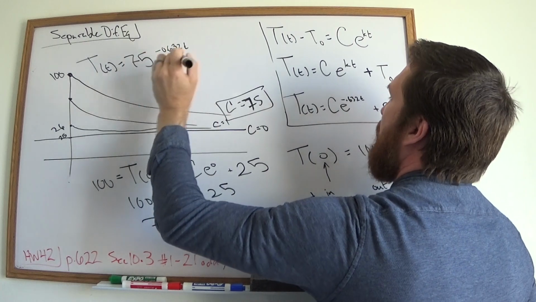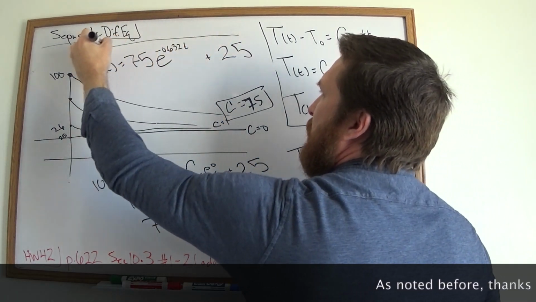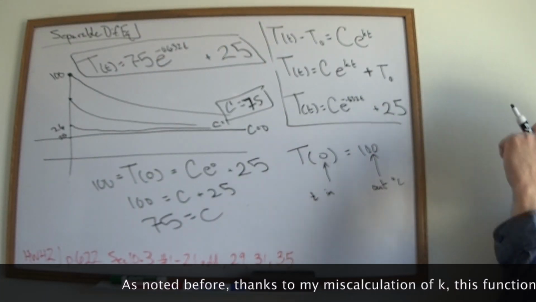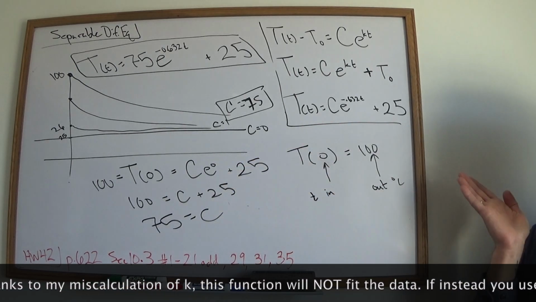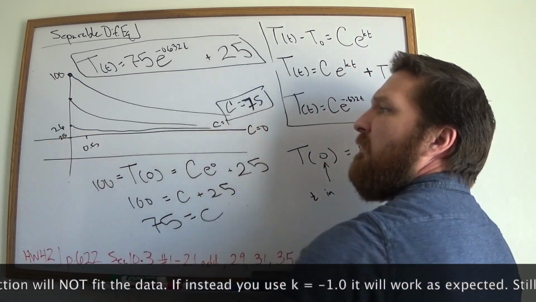That's the particular solution which describes my data. So there you go. That's the model right there. Now we could use it to predict what's going to happen in the future. What was it at time equals 0.5?